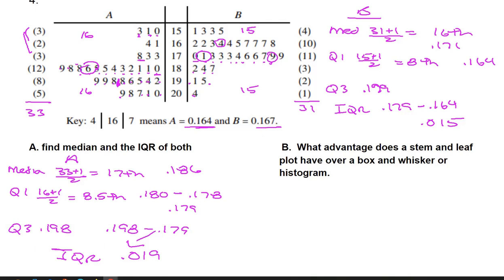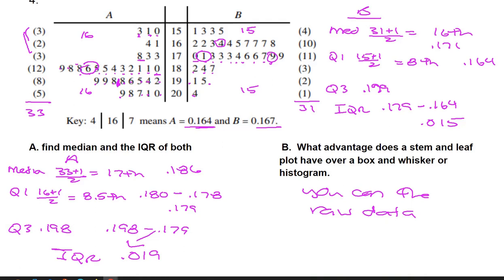And the last part right here asks what the advantage of a stem and leaf diagram is over a box and whisker plot and a histogram. Well, there are a couple nice things about a stem and leaf diagram. One is that you can see the distribution. You can see where it's grouped together. But the box and whisker and the histogram both offer that, so that's not an advantage over the other two. The only real advantage is that for the stem and leaf diagram, you can see the real or the raw data.